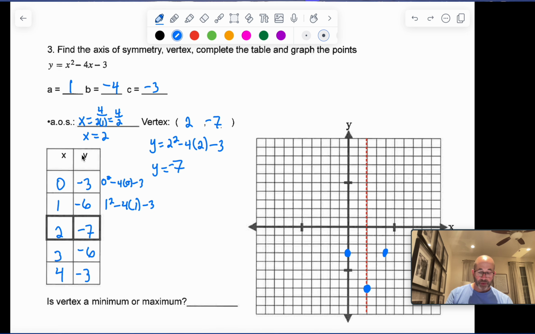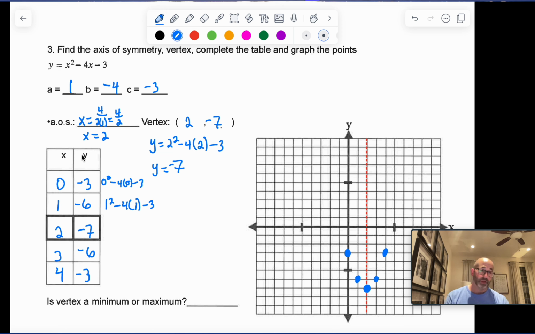Well, that matches with what we got here. We have 0, -3. We have 4, -3. That's these 2 points that are right here, symmetrical with one another. Let's go to the next point, which is at 1, -6. That's going to be right here. And the symmetry will mean that we'll have the exact same thing on the other side.